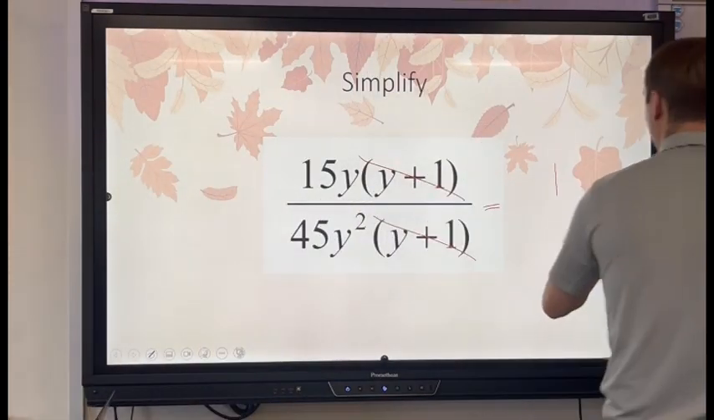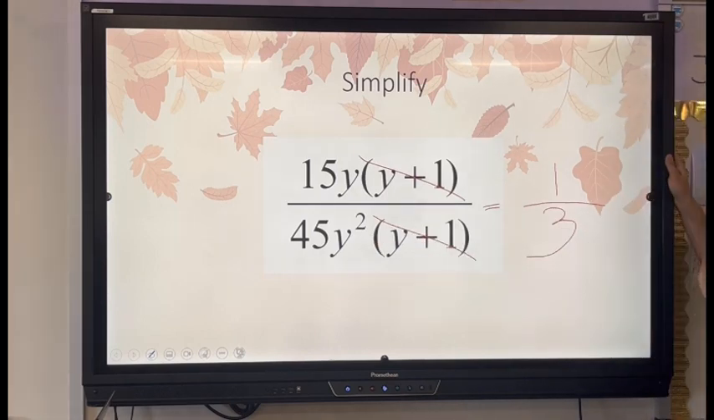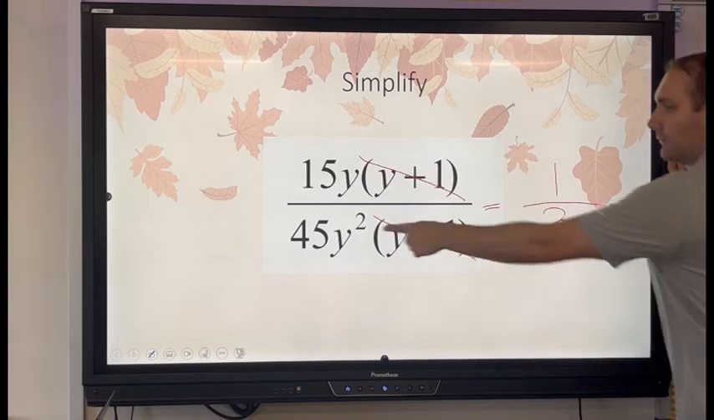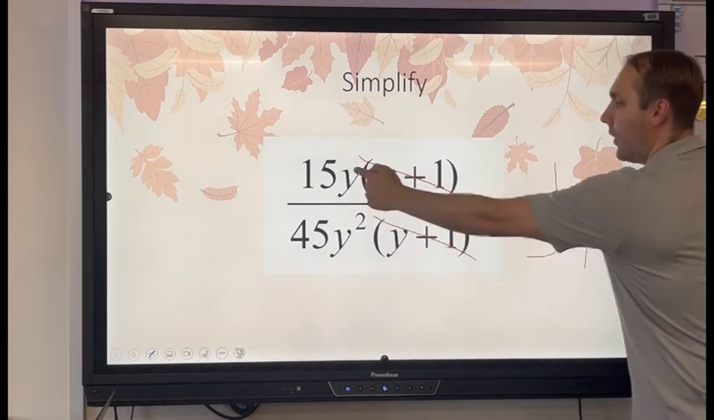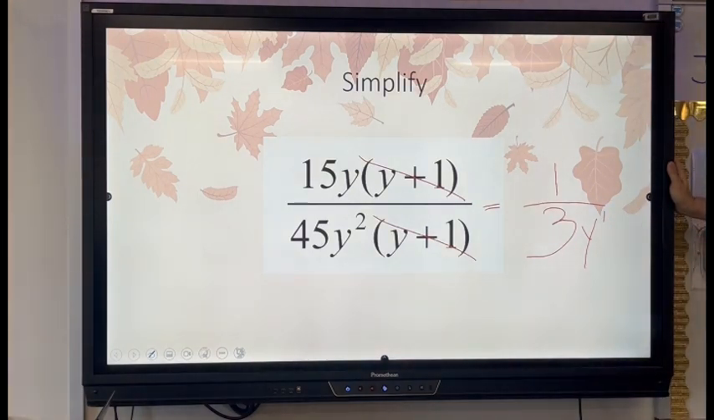So 1 over 3. And then what about the variable y? It would be 1y at the bottom. Does that look good? Yes. Where's the biggest y exponent? On the bottom. And I'm taking 1 away from 2, so I'm left with a 1, right? So it looks like this whole thing will just simplify to 1 over 3y.